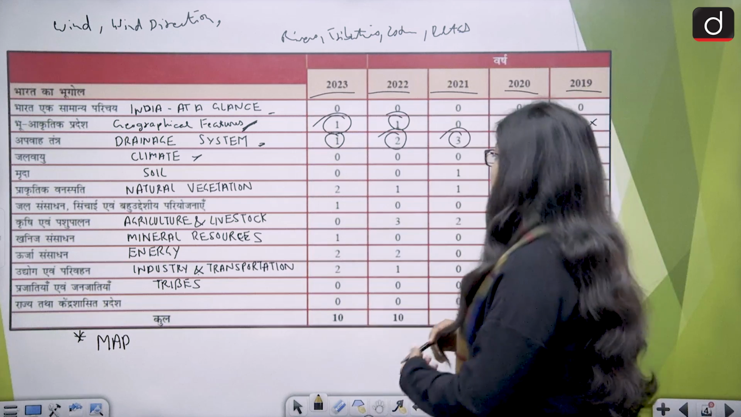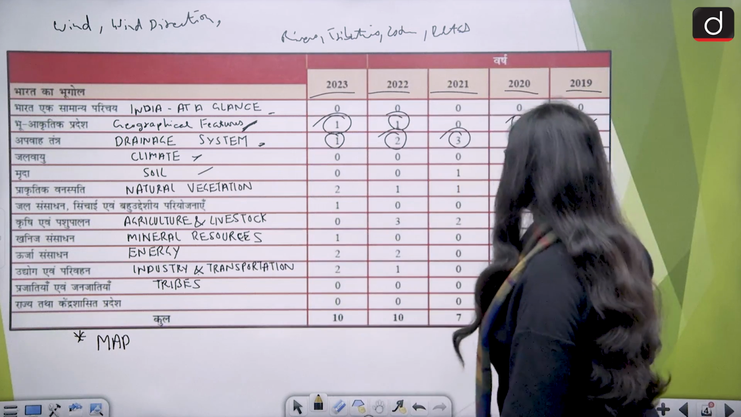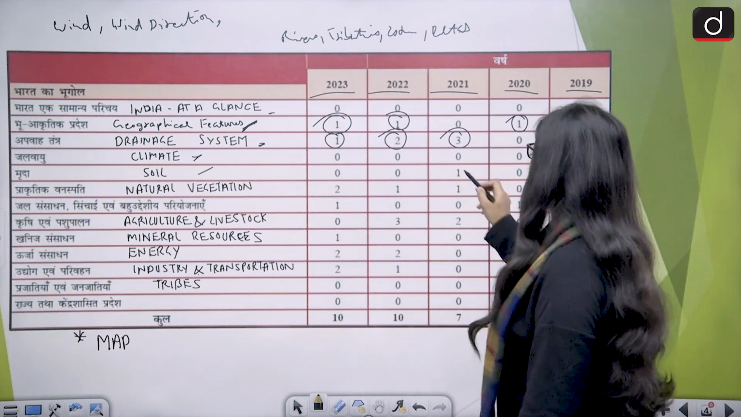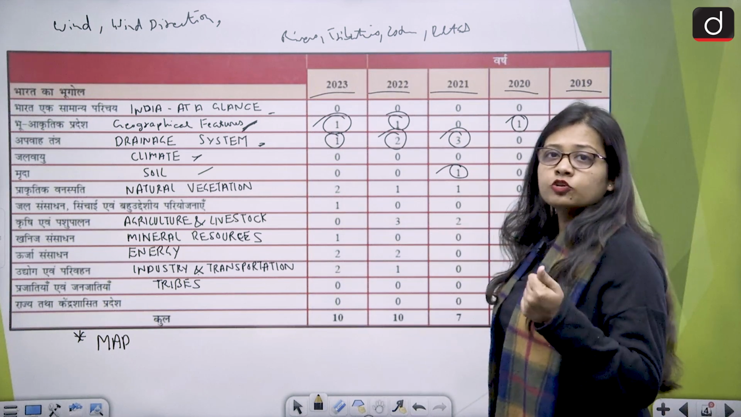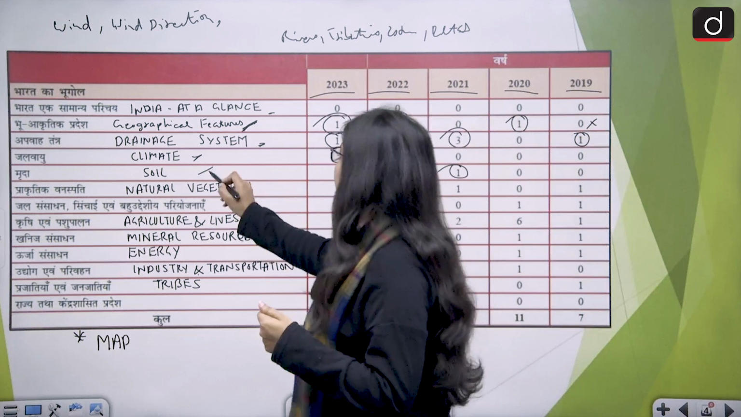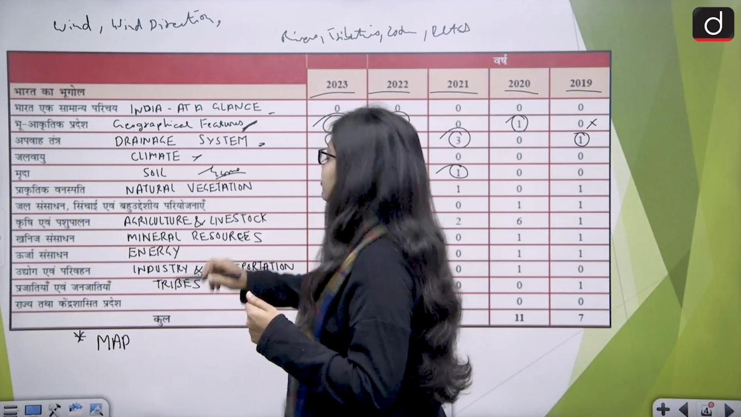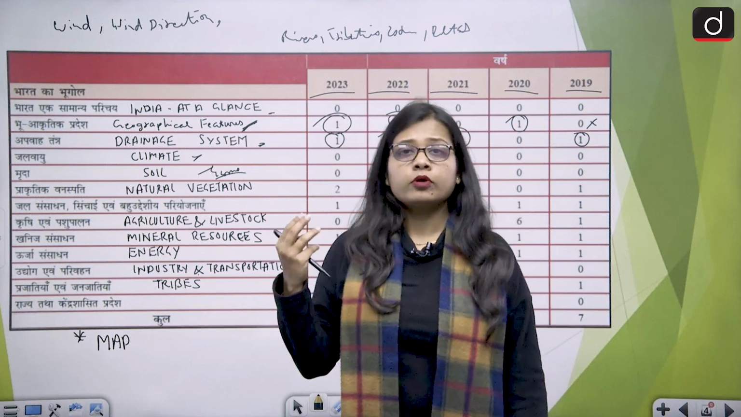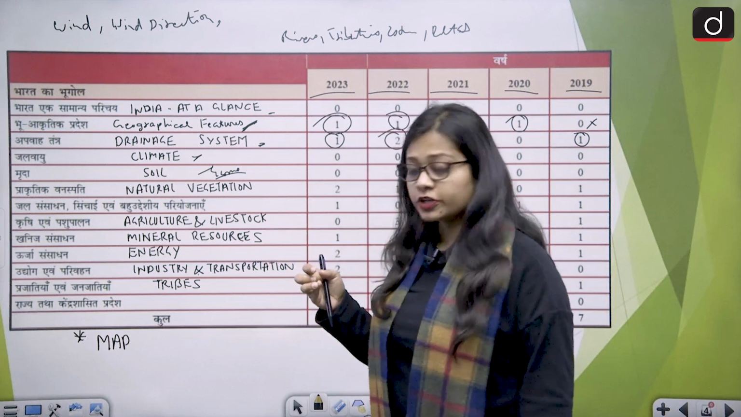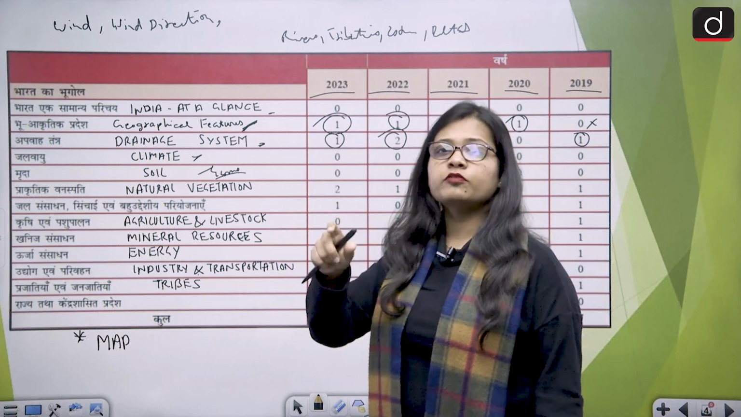Then comes the soil part. Then soil, a single question was asked in the year 2021. And when we talk about soil, then we need to be very aware about the types of soil. Like for example, alluvial soil, laterite soil, red and yellow soil. These are the types of soils you need to know about.